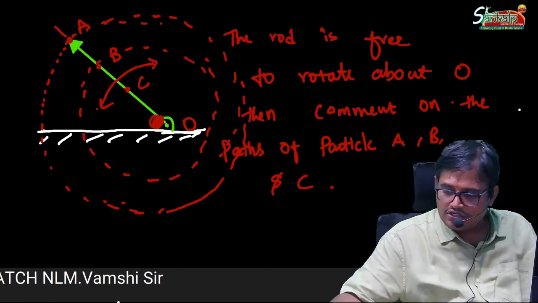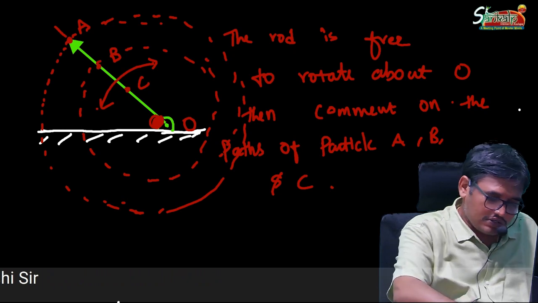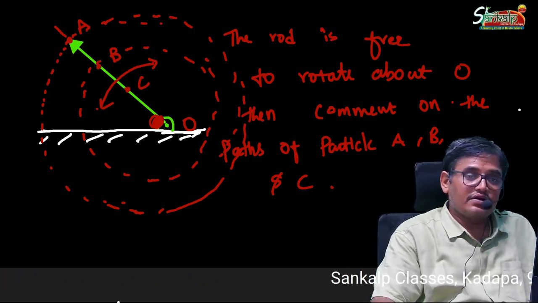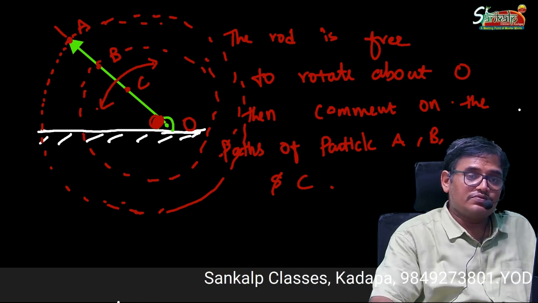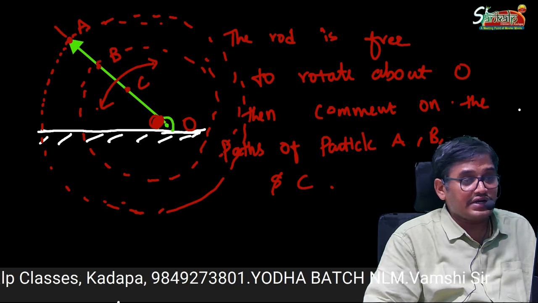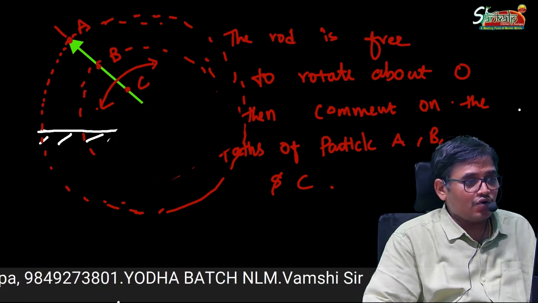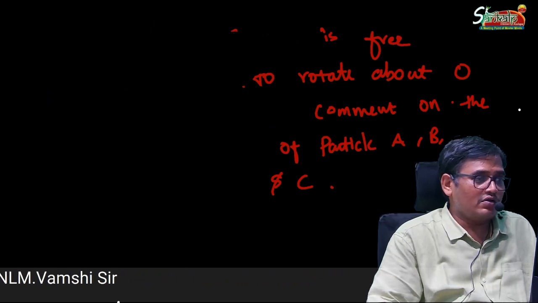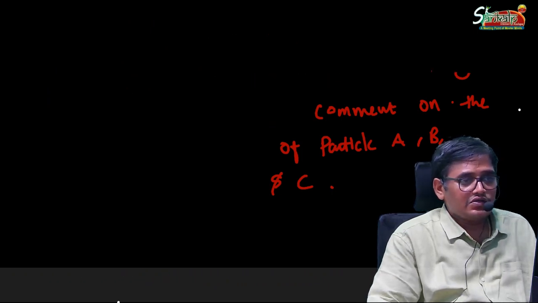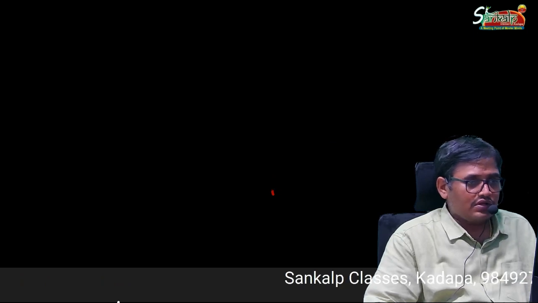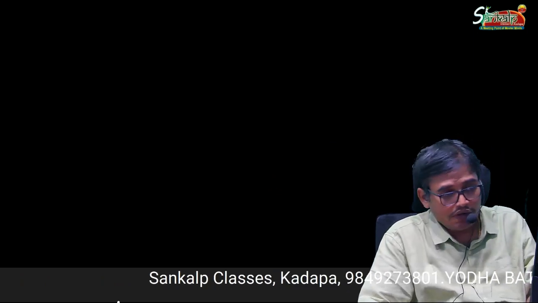Got the point, my dear children? Is it clear or not? Okay, you should have this observation. The paths of A, B and C are concentric circles where the center is at O. So you should have an idea on this. Now I am giving a question. Based on this, you should answer me. This question is also from your DPP only.